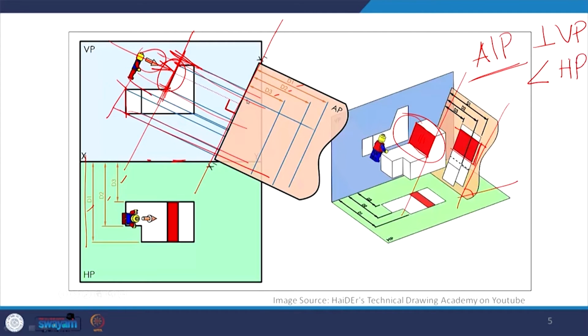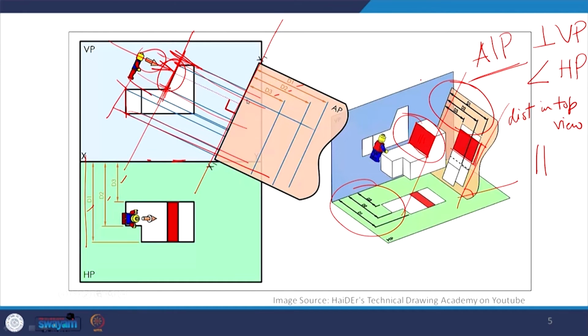In that case, the distance in top view or plan will remain the same. It will be the same. So we will just measure it from the top view and transfer it onto the auxiliary plane.